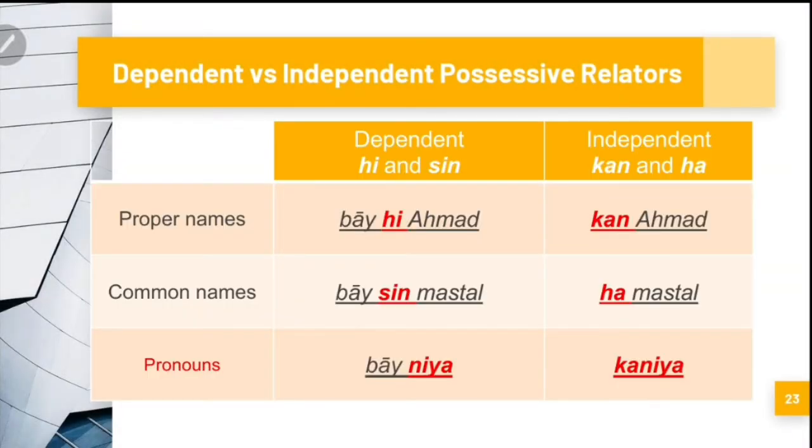So here is a table for the dependent relators, he and sin. For proper names, we use he: bay he Ahmad, and for the independent relator, we use kan Ahmad. But for common names, we use the dependent relator sin: bay sin mastal, and ha mastal for the independent relator. And their counterparts as pronouns, we have the oblique pronouns and the genitive pronouns. We have bay niya, his house, and kaniya, his. Okay, so that is all for the possessive relators.